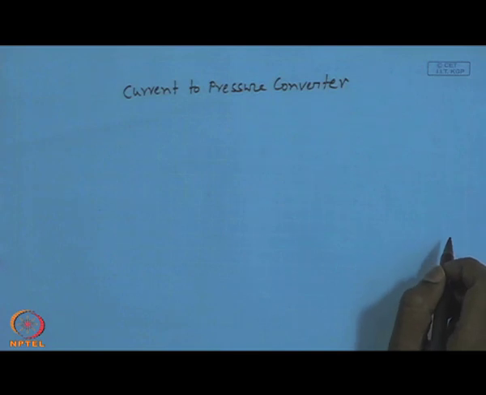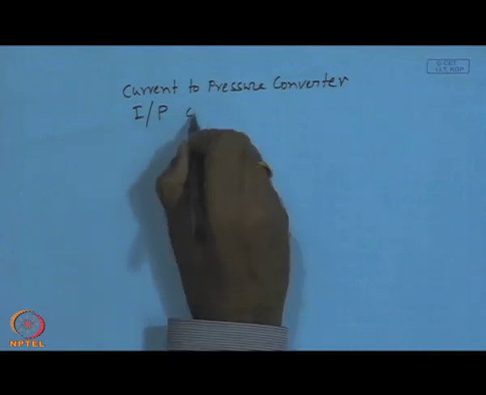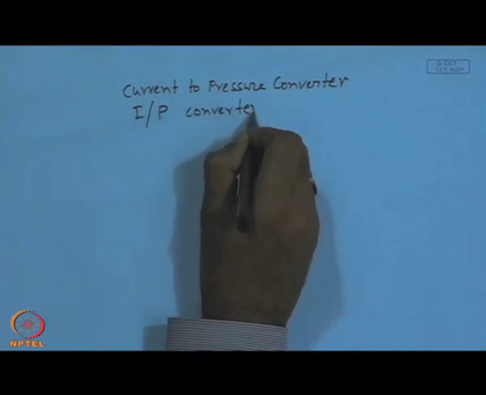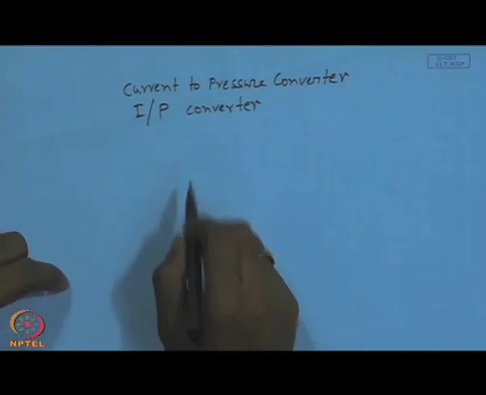A converter that converts current signal to pressure signal finds important application in process control system. We can use a flapper nozzle system to make such a device, which will receive electrical signal and gives us pressure signal as output. We call them current to pressure converter or I/P converter. This works as follows.